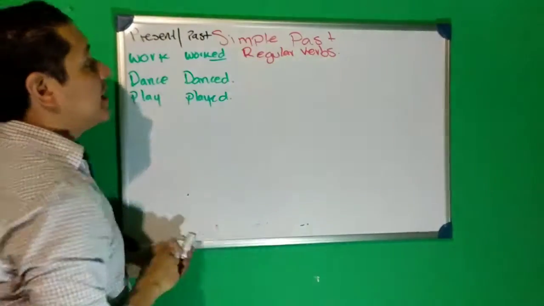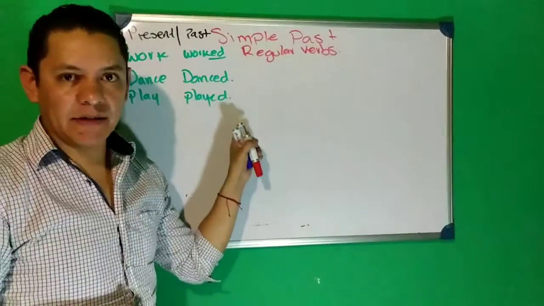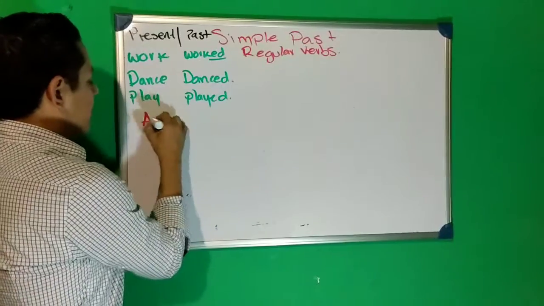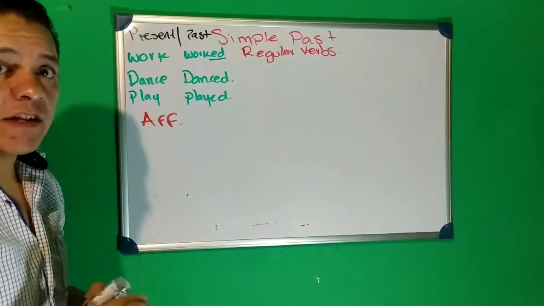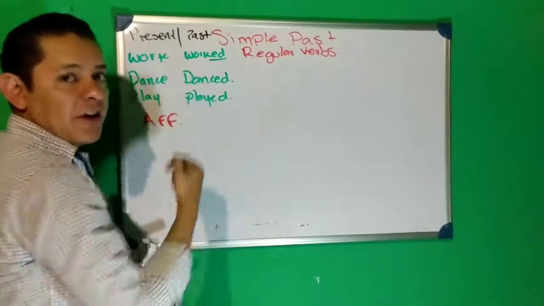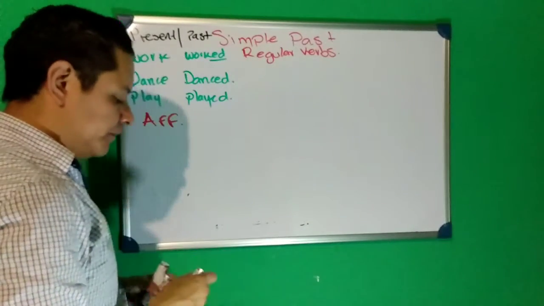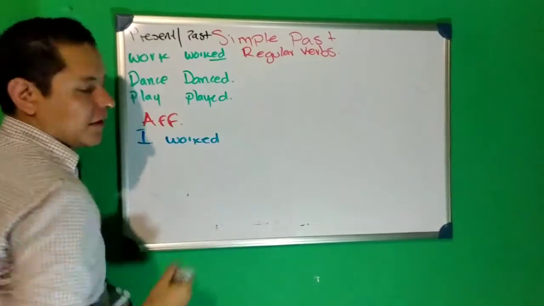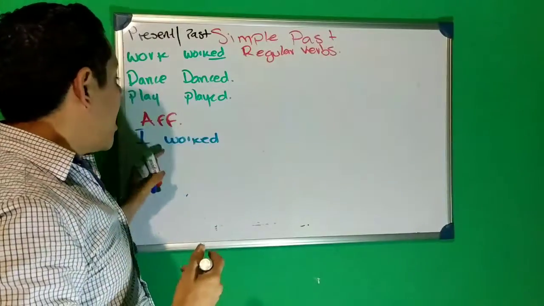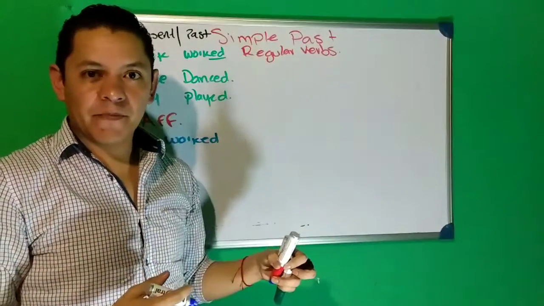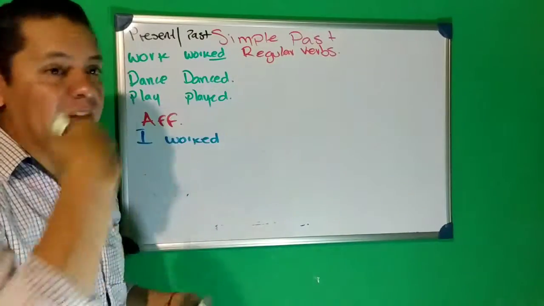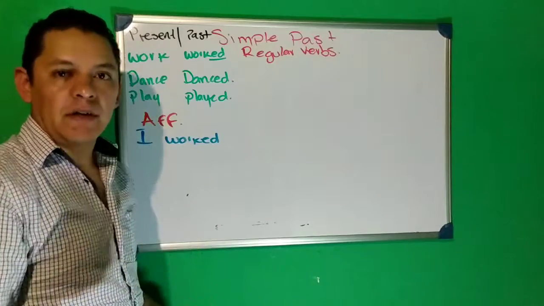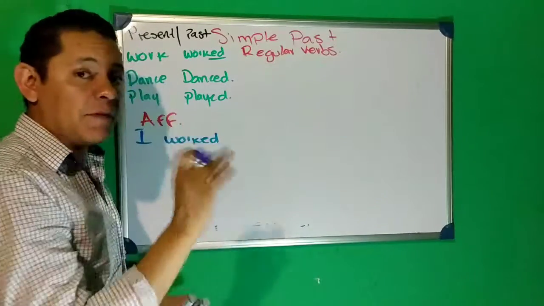Okay, for this part of simple past, why are we going to use the present and the past? Okay, for affirmative sentences, we're going to use the past of the verbs like this. For example, I worked, yes, in past. Okay, I worked all day long. Yes, yesterday. It doesn't matter the personal pronoun you're using. It is going to be the same. This is the easy part of the simple past, okay?